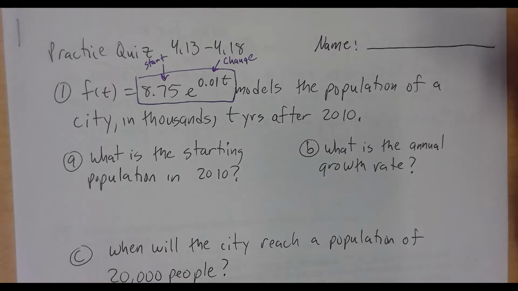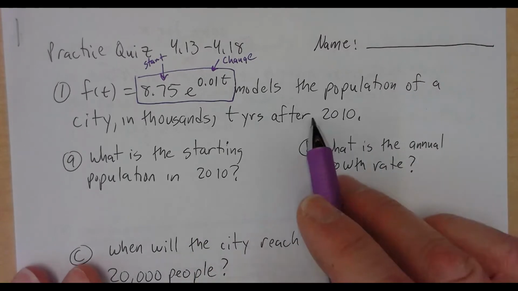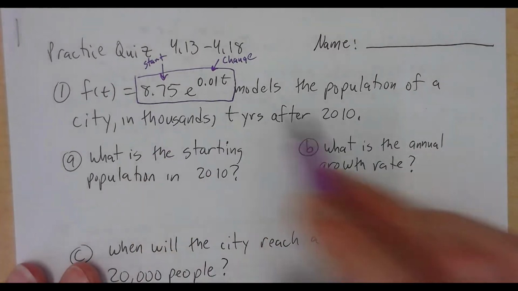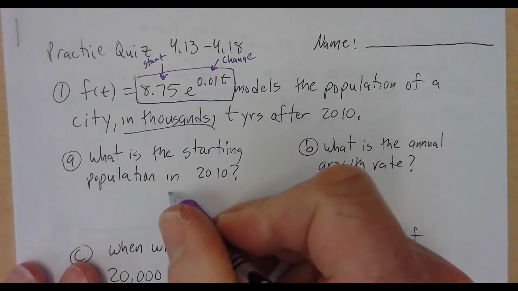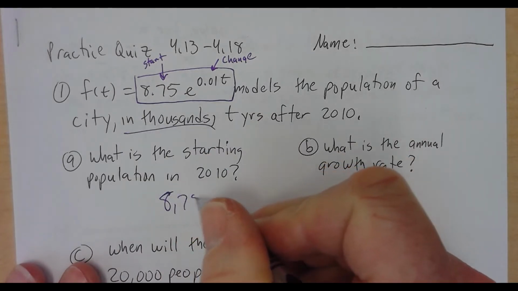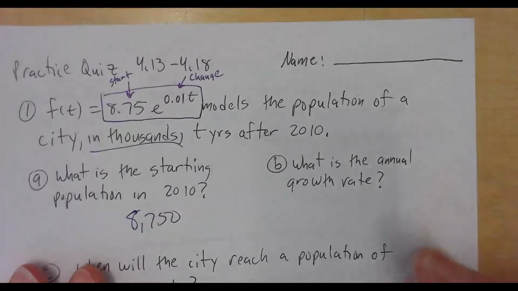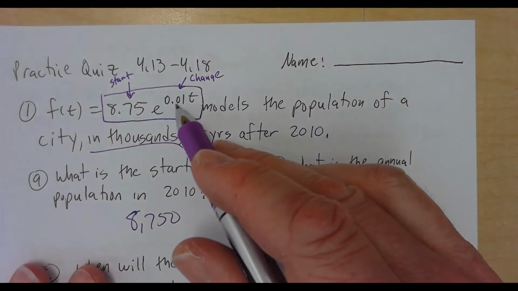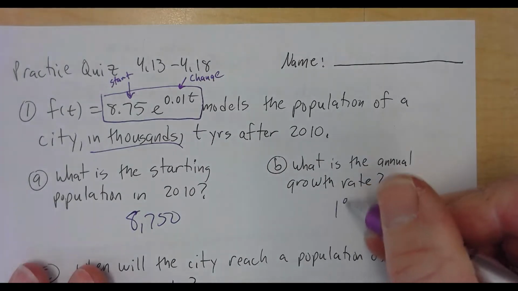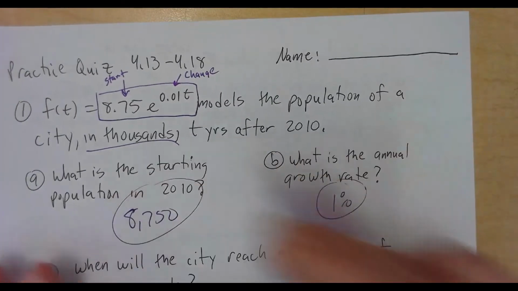In 2010, it says there were 8.75, and that's in thousands. So I want you to write out 8,750. That would be the number of people. And then, of course, that right there is the rate. And it looks like a penny, so it's 1% was the growth rate.